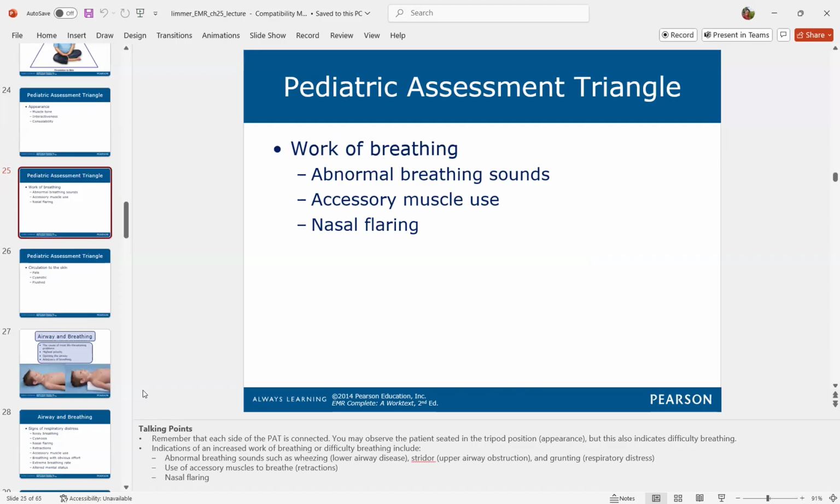Are they using those accessory muscles to breathe? Those retractions, usually mid-clavicular around the collarbones, intercostal around the rib area. And then nasal flaring. Is their nose kind of flaring out? Or do they have pursed lips? Are they having a difficult time breathing?